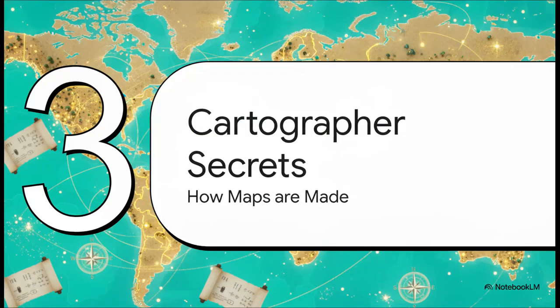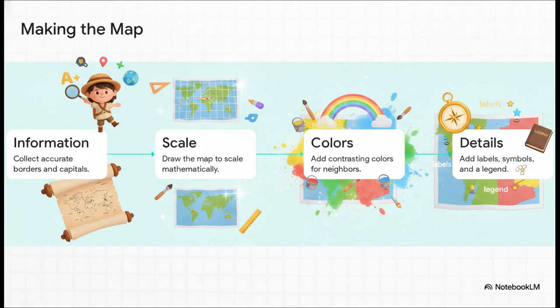Section 3. Secrets of the cartographer. How the map is made. Now, what's really interesting here is how the experts who design these tools, the cartographers, actually follow rigorous methodologies to build them. Think of these steps like adding power-ups to our map. Step 1, they collect highly accurate surveying data to define current, legally recognized borders and capitals. Step 2, they calculate the mathematical scale and proportion so distances are spot on.